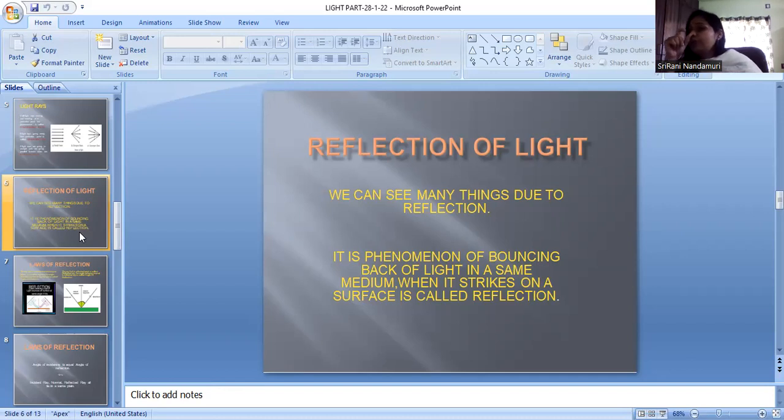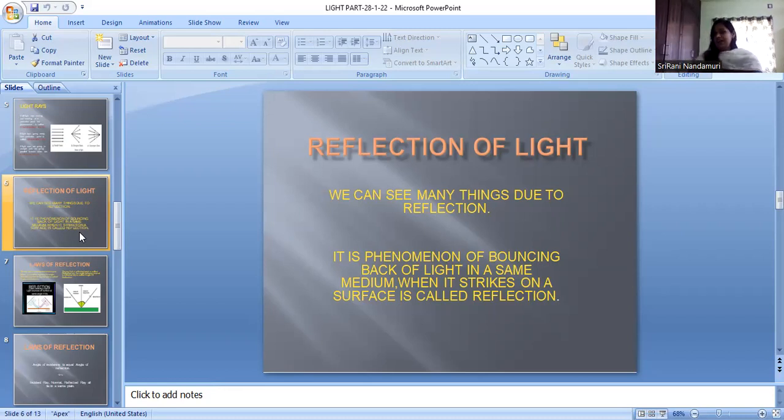Here, there is one phenomenon involved. That is nothing but reflection. To see the non-luminous objects or illuminated objects, one phenomenon is required. That is nothing but the reflection of light. Here, what is actually happening in reflection? First you have to know the definition of reflection, right? What is reflection? It is a phenomenon of bouncing back.